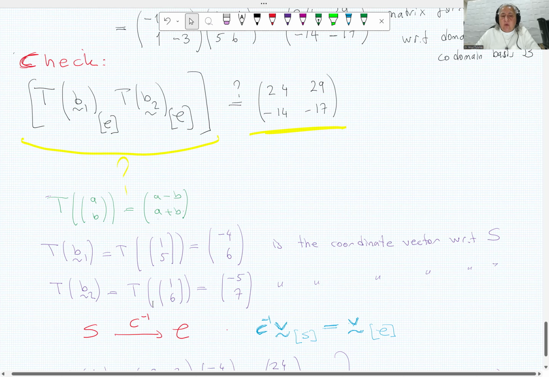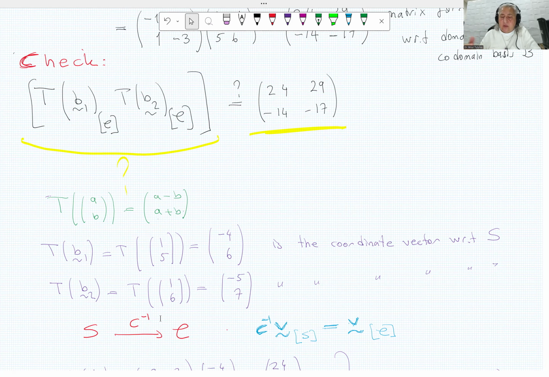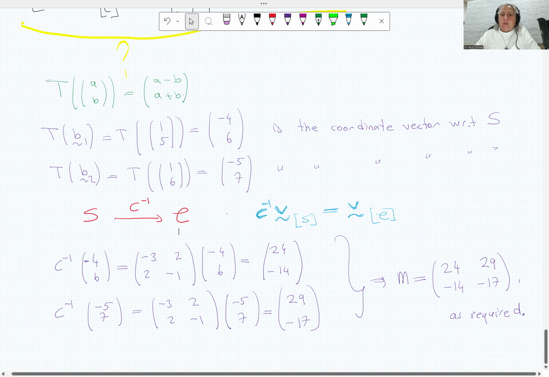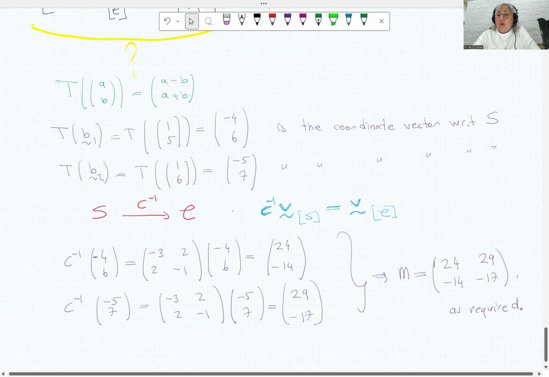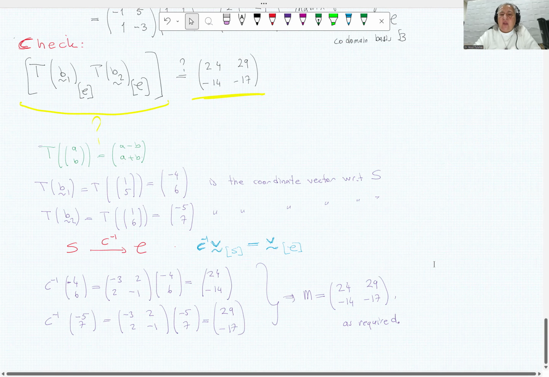From here to here, while we are passing, we are looking at it as a map, and in that case, we are just multiplying by C inverse. So we need to multiply these vectors by C inverse. C inverse times this vector gives us 24, minus 14, and C inverse times this vector gives us 29, 17. And this is exactly the matrix that we were talking about. That's exactly it. So we found it this way and we found it this way.